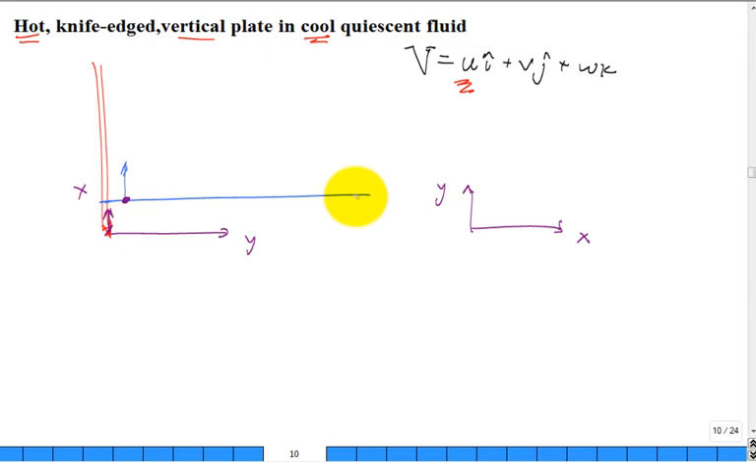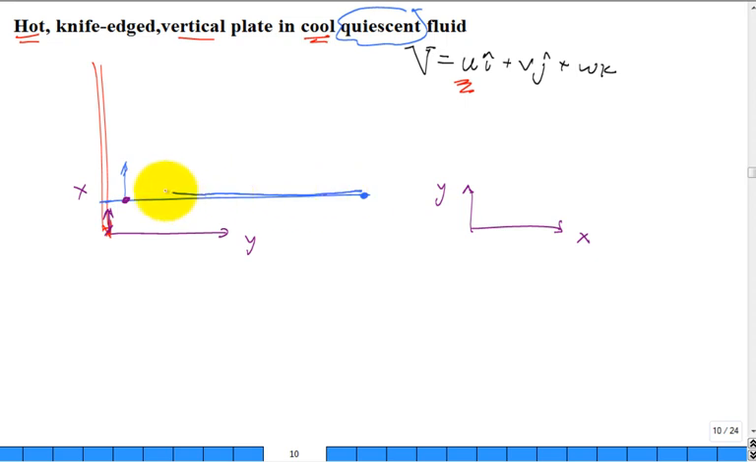If I come way, way out here, quiescent fluid, you think it's like this or like this? Trick question. It's not either option A or option B. It's option C. Neither. It's zero. Stationary, true? Far, far away. Oh, there's a little downward drift, but not much. The flow is like zero, zero, zero, zero.